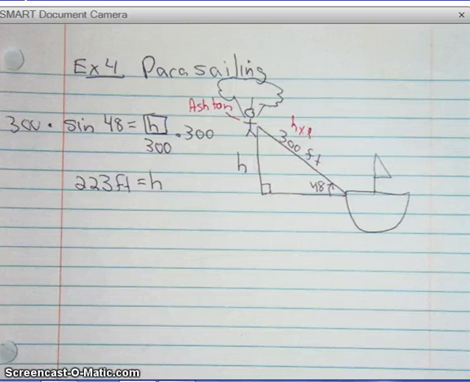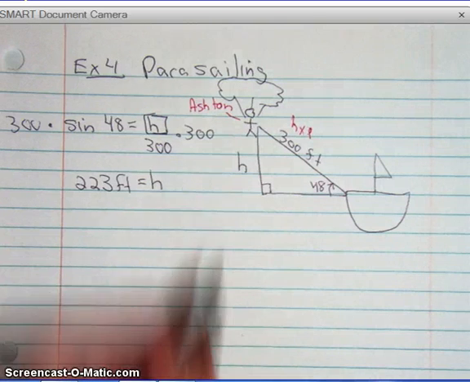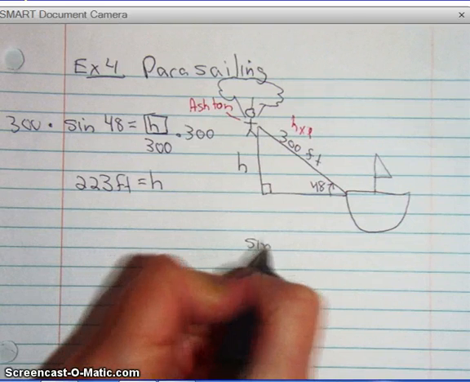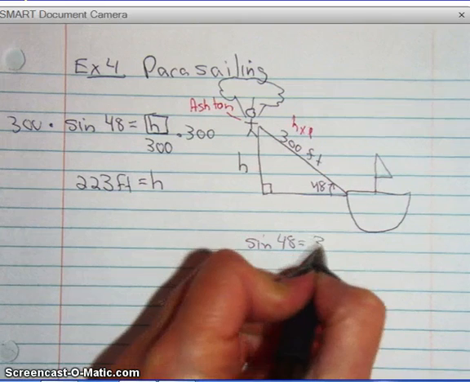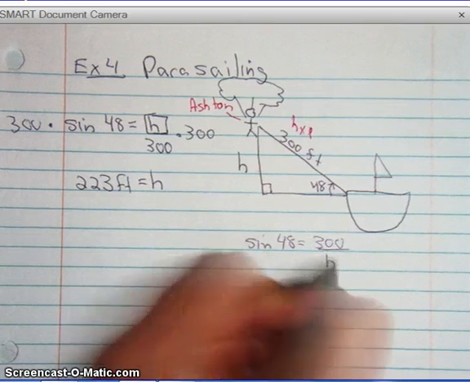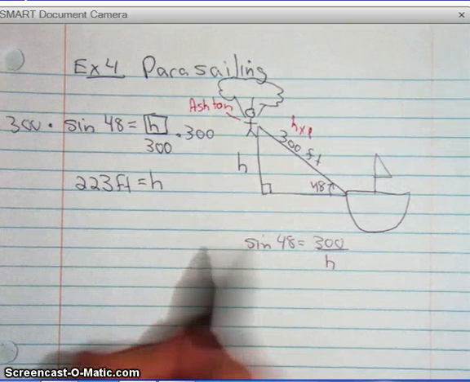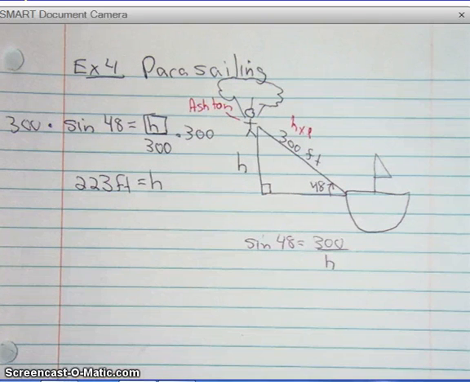Now, just curious, what if the situation were flipped over? So let's say we had sine 48 equals 300 over h. What are some different ways to attack this that would make sense to you? So how could you attack it, Destiny? Multiply both sides by h? Yeah. Okay, so times h, and then divide by sine 48. Okay, and that is awesome.